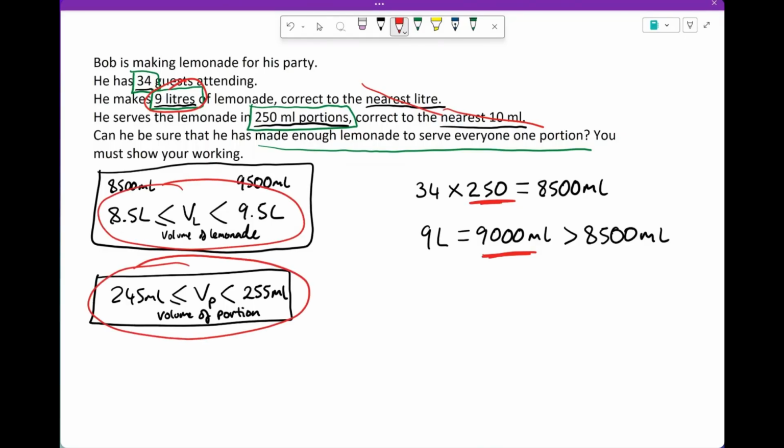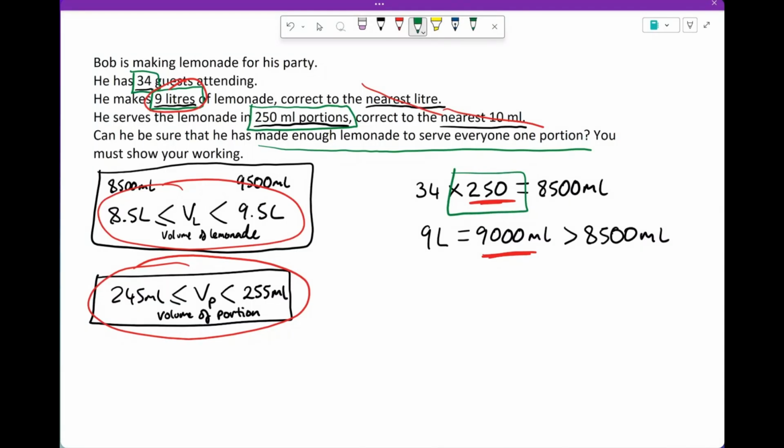Okay, so therefore, we cannot assume that he's going to be giving out exactly 250 milliliter portions, and we cannot assume he's got exactly 9,000 milliliters of lemonade. So what we have to think about is what value do we want to use for the volume of all the lemonade he made and the volume of the portion size in order to figure out whether he's got enough for everyone. So let's start with our portion size.